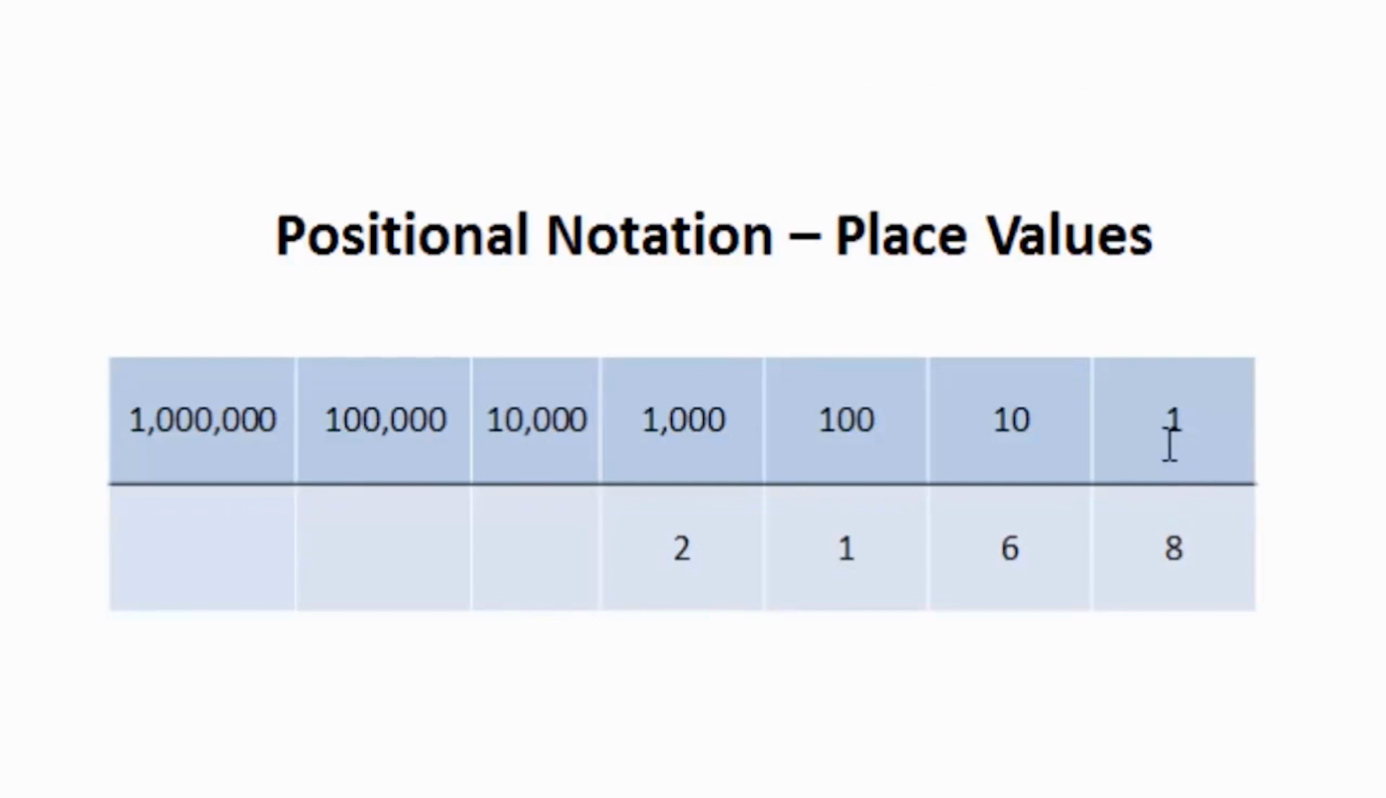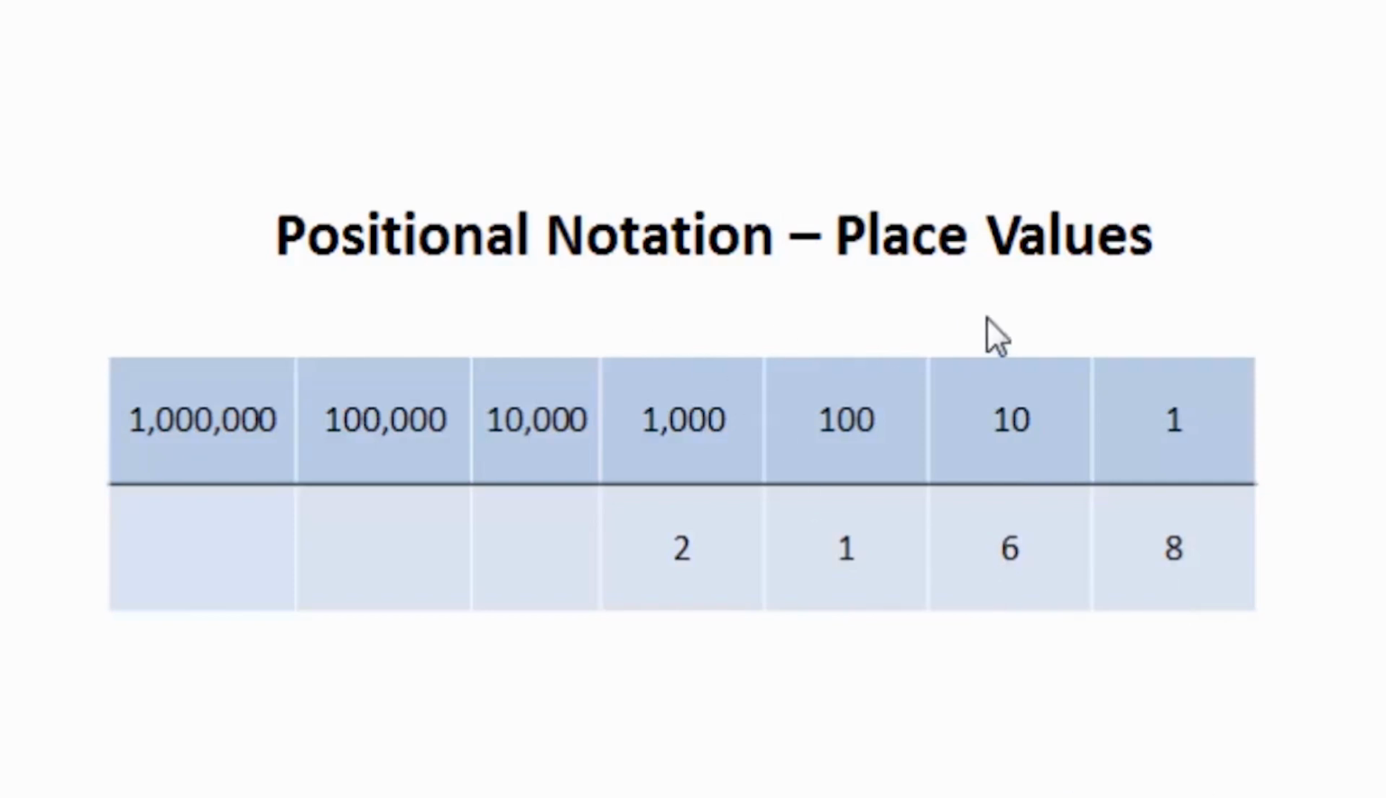have the ones place, the tens place, the hundreds place, the thousands place, 10,000, 100,000, and million. These are the place values of the base 10 decimal number system. You can see that we have the number 2 in the 1,000s place, so we have 2 1,000s. We have a 1 in the hundreds place for 100. We have 6 in the tens place for 60, and we have 8 in the ones place for 8. So effectively we have 2 1,000s, 1 100, 6 tens for 60, and 8 ones for 8.